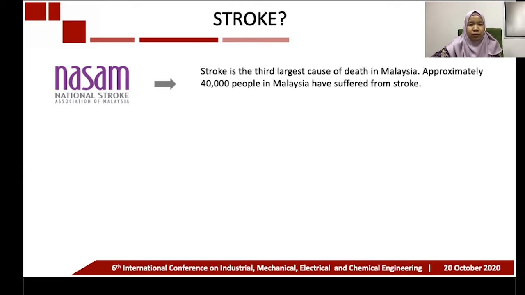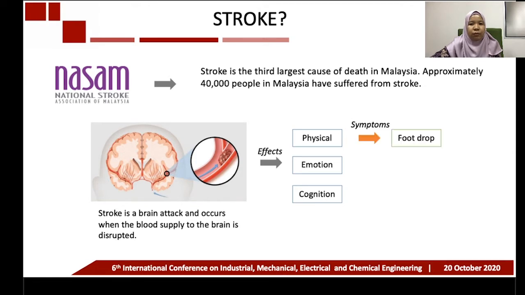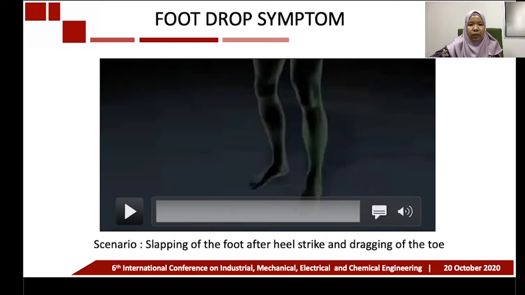What is stroke? Stroke is a brain attack and occurs when the blood supply to the brain is disrupted. It will affect physical, emotion, and cognition. For physical, there is a symptom known as foot drop. Do you know foot drop symptom? Foot drop symptom is being unable to control the ankle movement inward and outward, as shown in the video.